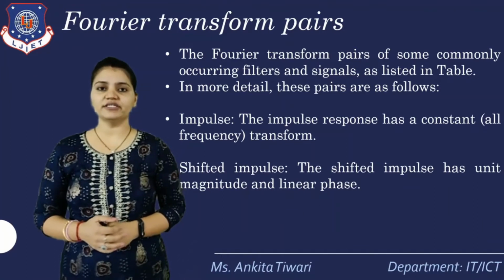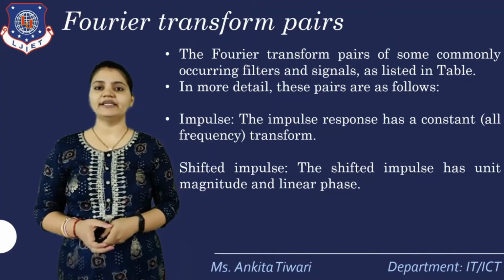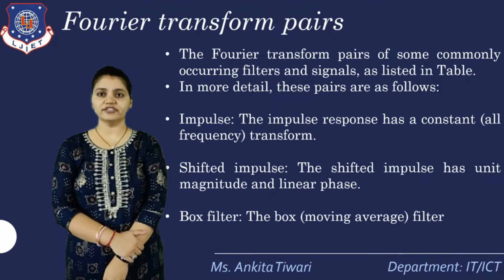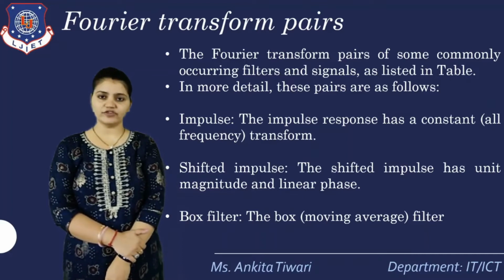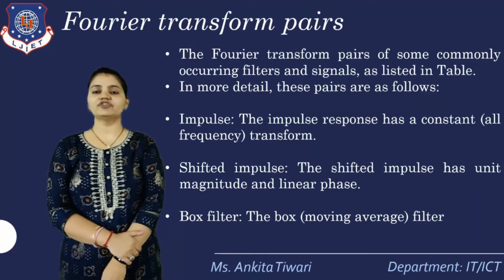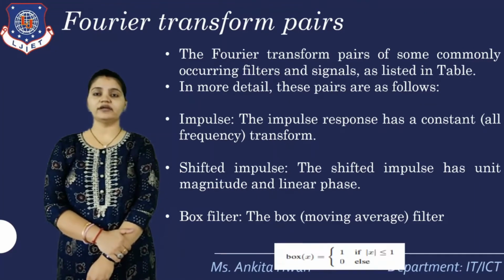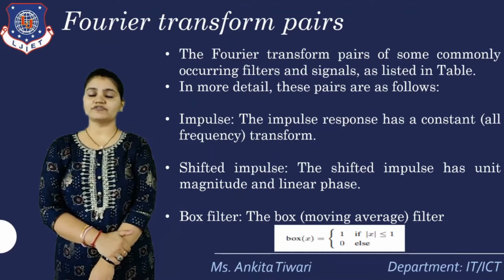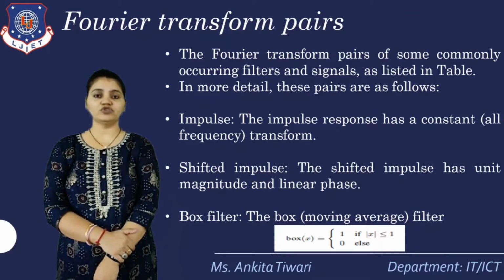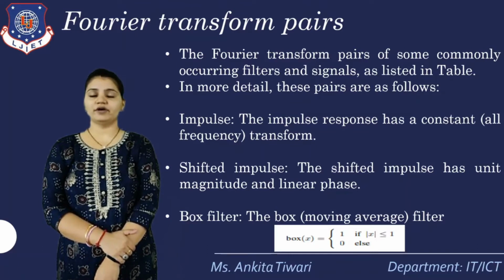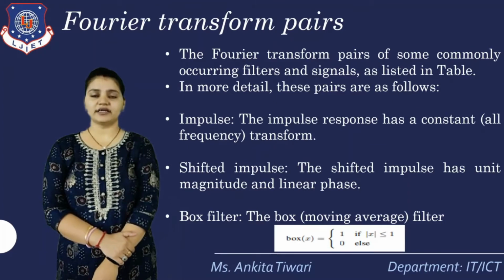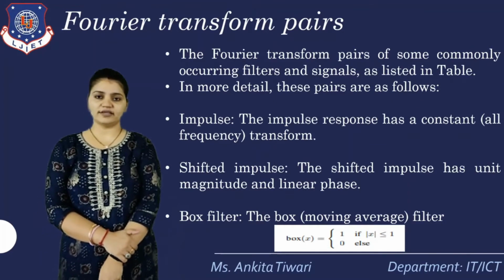Now the shifted impulse has unit magnitude and linear phase. So basically we talk about the different filters, that is pairs. Box filters also we have, like the box moving average filter, which will give you the average of the value that we need to filter. With respect to box, we have also one formula, box of x, which is defined with two values, 1 and 0: 1 if x is less than or equal to 1, or 0 otherwise.